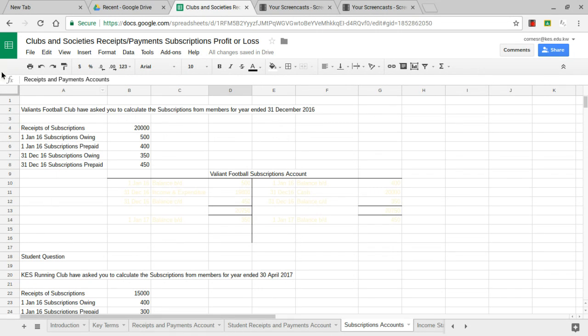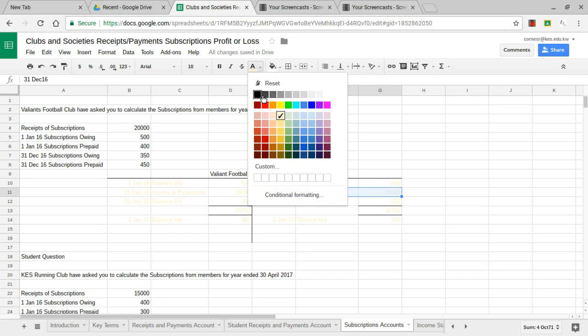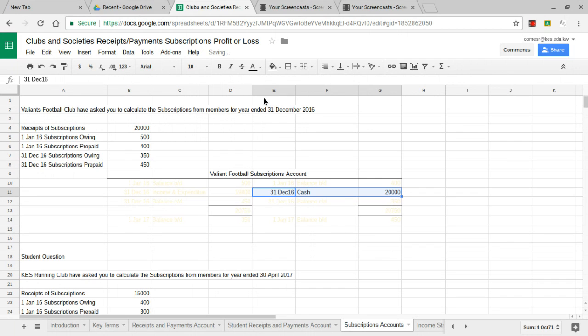Okay. Looking at the easy transaction, first of all, the receipts in the bank were 20,000. We know already that that's a debit in the bank, and therefore it's got to be a credit entry in the subscription account because it's a form of income. So with incomes, we debit bank and we credit the income account.